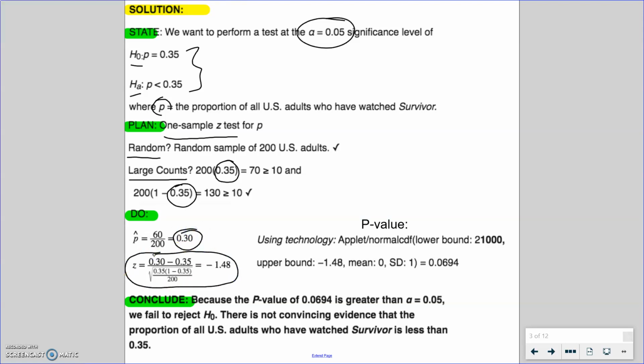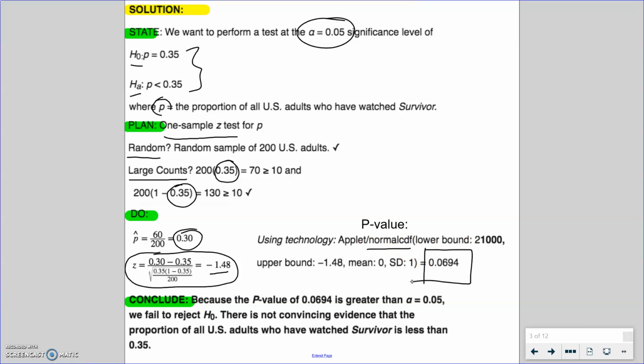Here's our z-score, where it's our data minus the null hypothesis, what they think is true, divided by the standard deviation. And then using that z-score, they did normal CDF and got this p-value. So here's our conclusion.